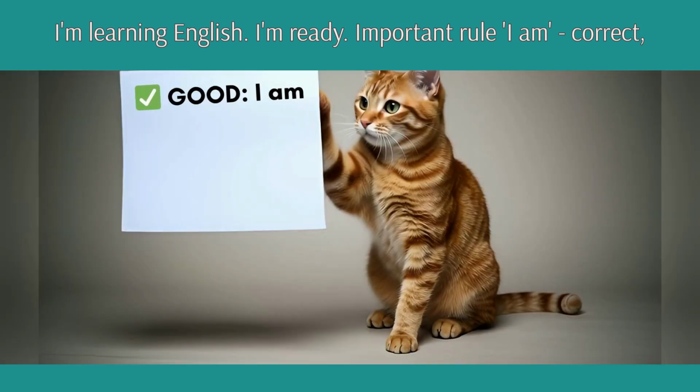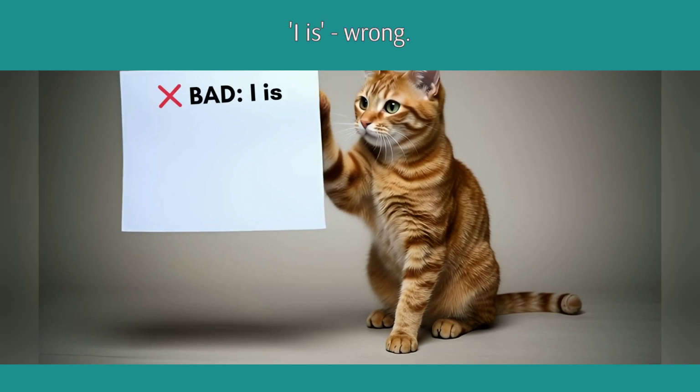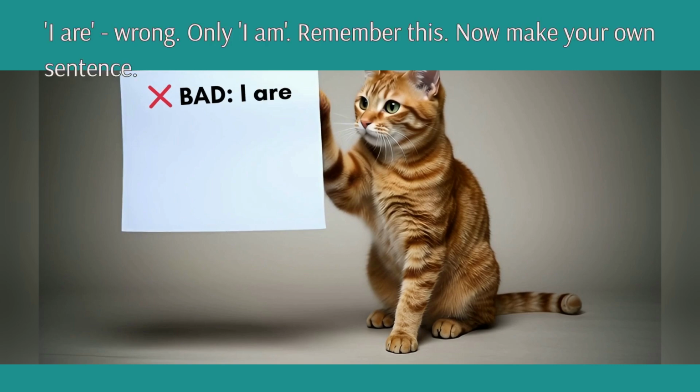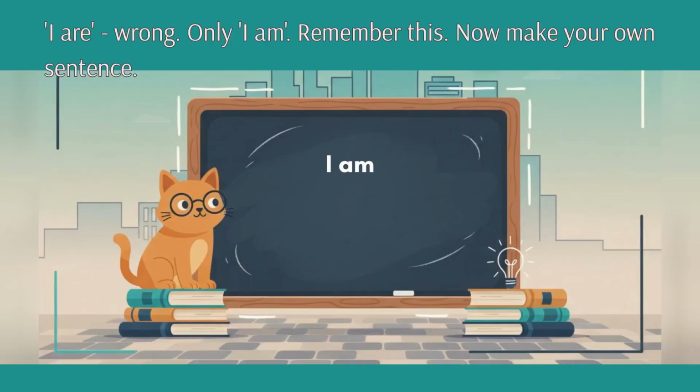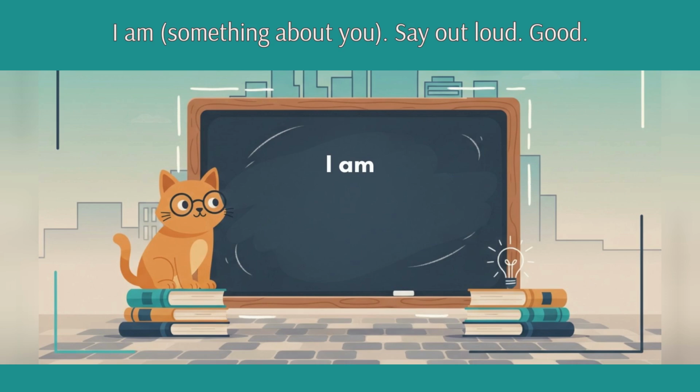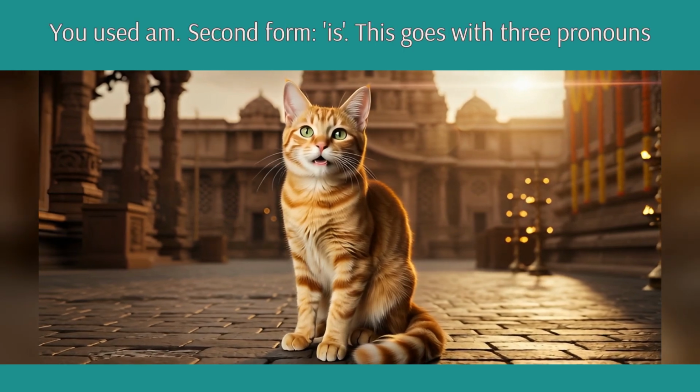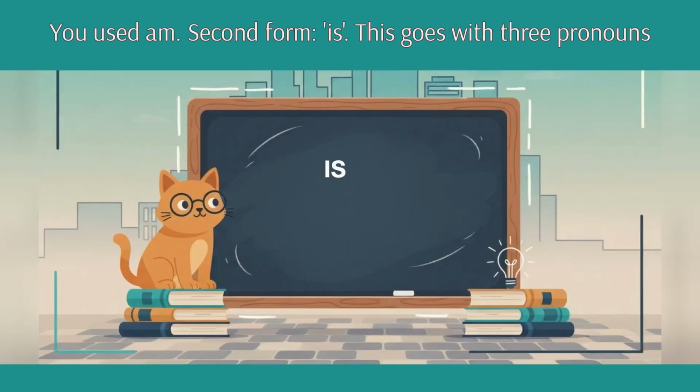Important rule. I am correct. I is wrong. I are wrong. Only I am. Remember this. Now make your own sentence. I am something about you. Say it out loud. Good. You used am.